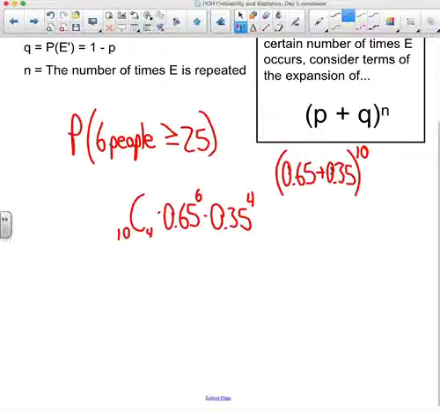So setting up the terms, notice this is just one term of the expansion, but if you figure that out, that will give us the actual probability that we get exactly 6 people who are 25 years old or older. See a few people figuring that out. See what it comes out to.